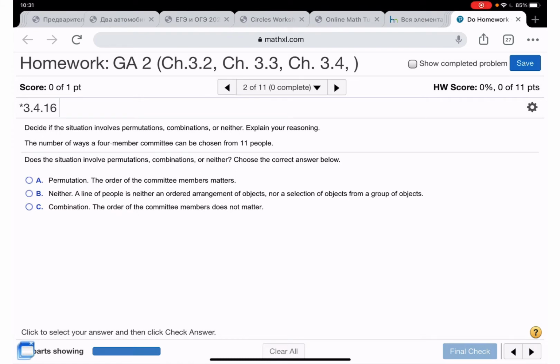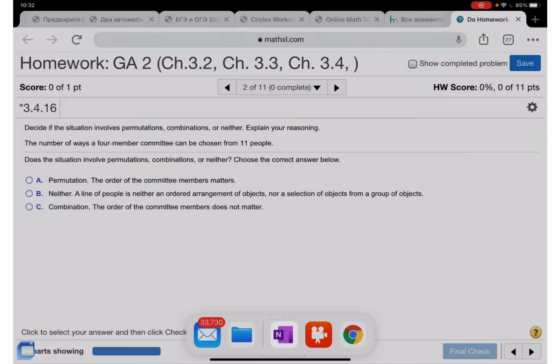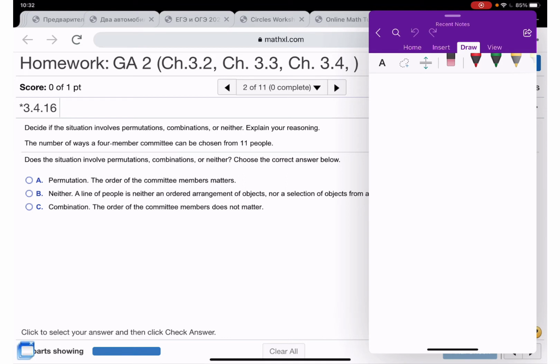Decide if the situation involves permutation, combination, or neither. Explain your reasoning. The number of ways a 4-member committee can be chosen from 11 people. Does the situation involve permutation, combination, or neither? I am wondering if it matters who you choose for the committee first, or last, or second. At this point, I believe order doesn't matter, so it's going to be combination. Let me see. It's going to be C, combination. Okay, next one.